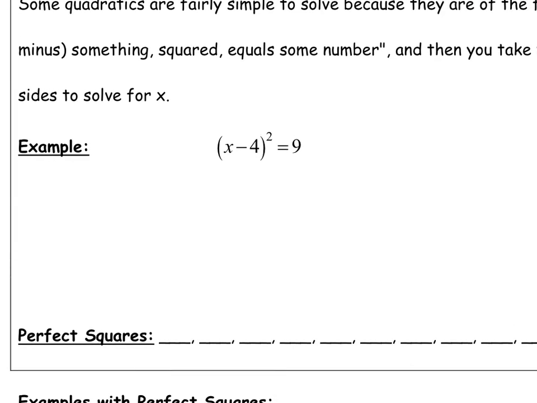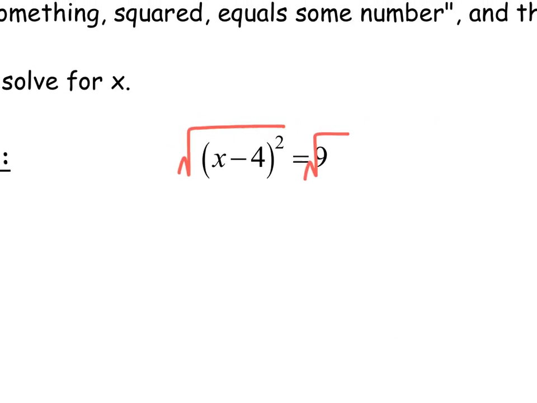So here's our first example. I have x minus 4 squared equals 9. My first step is just take the square root. Take the square root of the left, take the square root of the right. I'm giving you a heads up. Every single time you take the square root of something that's being squared, it cancels. So I'm just left with x minus 4 equals plus or minus radical 9. So I say to myself, what makes 9? 3 and 3.